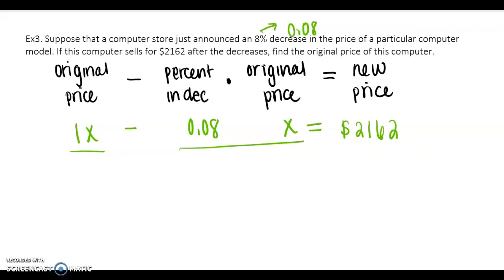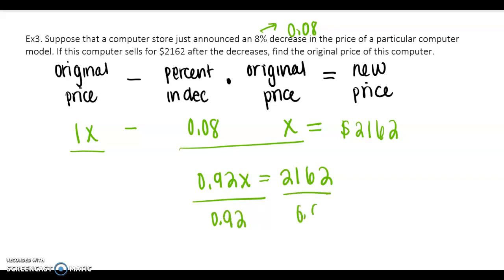So these are like terms. Because this is a 1 here, 1 minus 0.08, that's going to be 0.92x, and then equal it to 2162. Divide both sides by 0.92, and we get x is equal to 2,350. So that would be our original price.